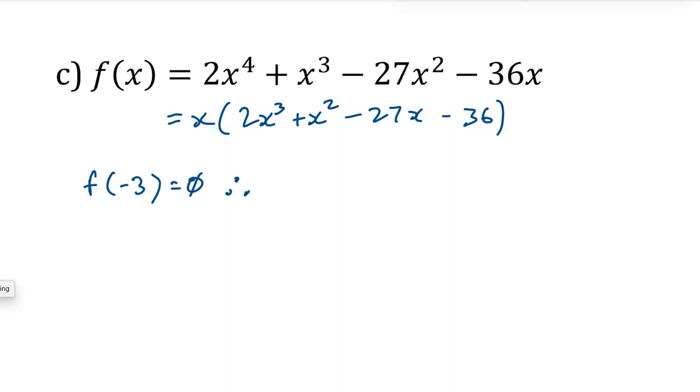So this is what I was saying before. You've got to write this. Therefore, x plus 3 is a factor. Say that line exactly like that, and you will be safe.